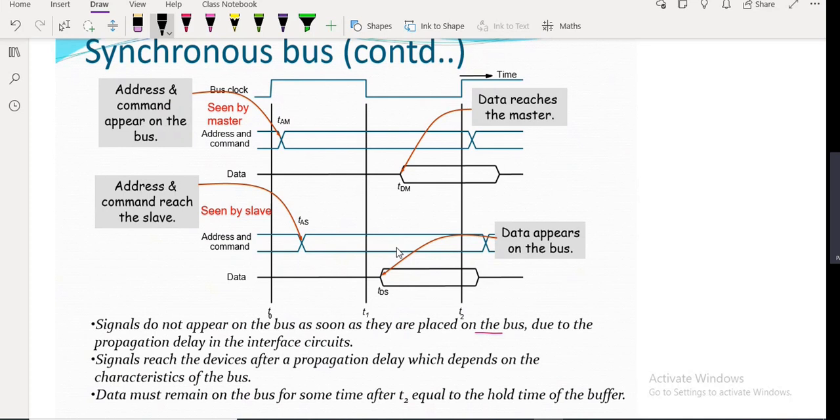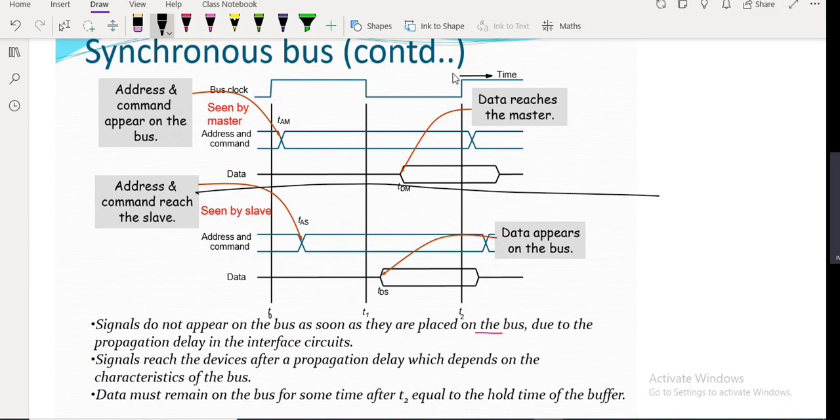There is some delay. As soon as the data or information is sent by the processor, it is not received at the same time at the slave. The processor is the master. As soon as it places the address and command, the slave is not able to see the information at the same time. There will be some delay. That is once again a propagation delay. Can you see here? Yes. So this block diagram contains two parts.